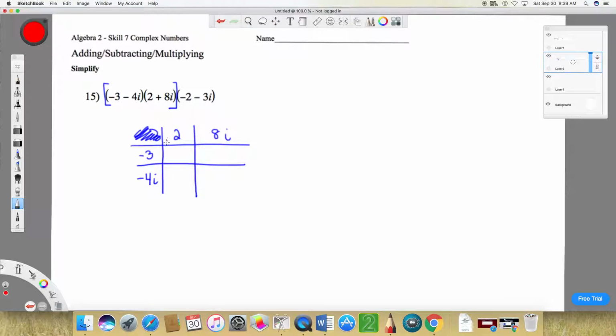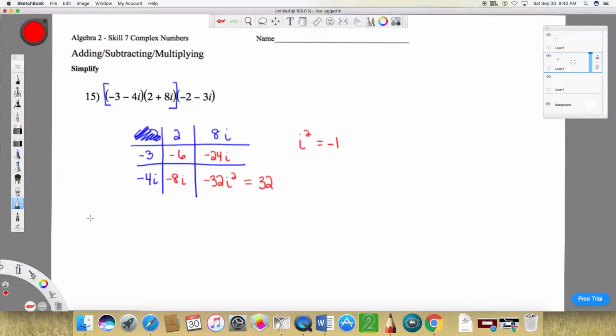We have a negative 3 times a positive 2, which is negative 6. A negative 3 times an 8i, which is negative 24i. Negative 4i times 2, which is negative 8i. Negative 4i times a positive 8i is negative 32i squared. But we do have to remember that i squared is negative 1. So with multiplication, what this i squared does is it changes the sign from negative 32 to positive 32.